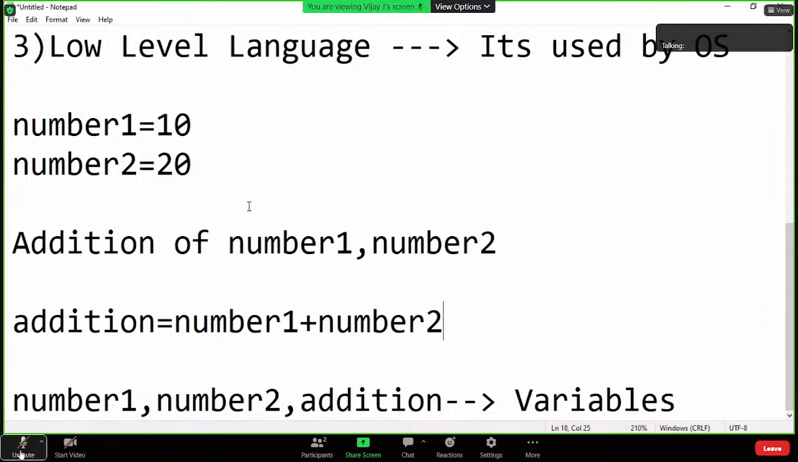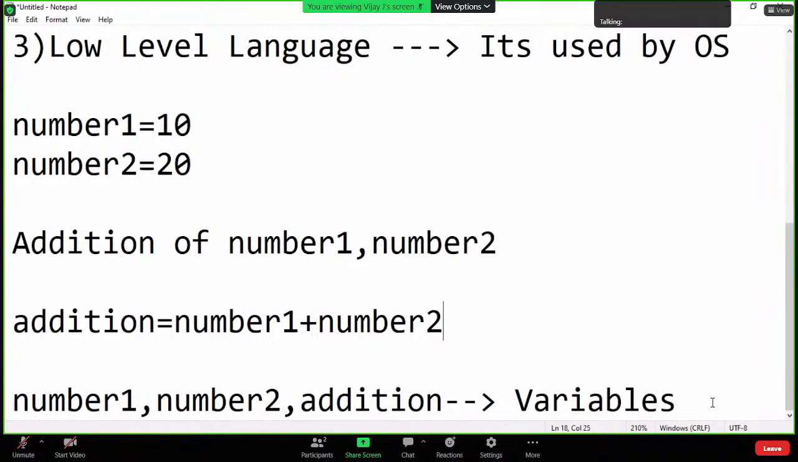Since you are completely beginners, first you should know what a program is. When we talk about a program, what does a program contain? Some variables. For example, here we can find three variables, not two. Number one is the first variable. Number two is the second variable, and addition is also the third variable.